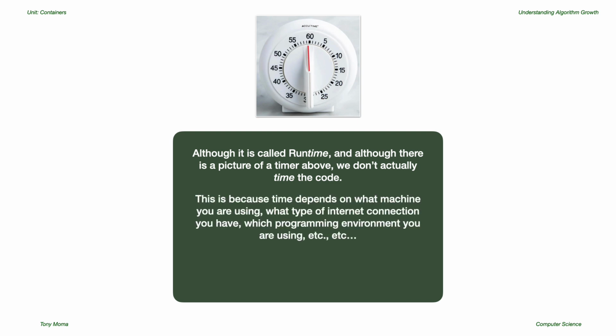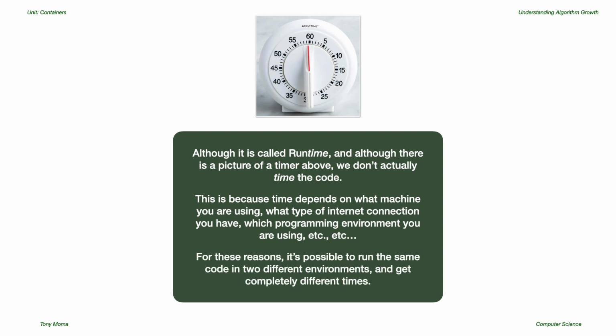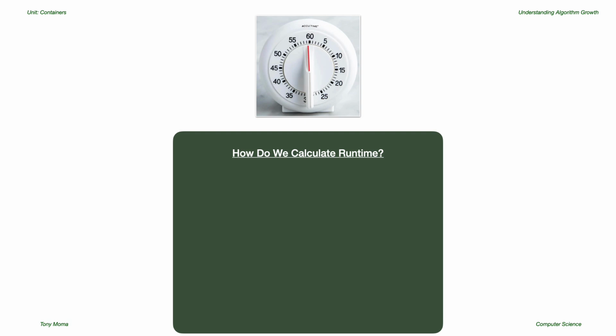The reason we don't time the code is because time depends on what machine you're using, what type of internet connection you have, which programming environment you're using, and a bunch of other variables that have nothing to do with the code itself. For these reasons, it's possible to run the same code in two different environments but get completely different times. Either because the machine is different, or the internet connection is different, or the compiler is different, etc., etc. So, how do we calculate the runtime?